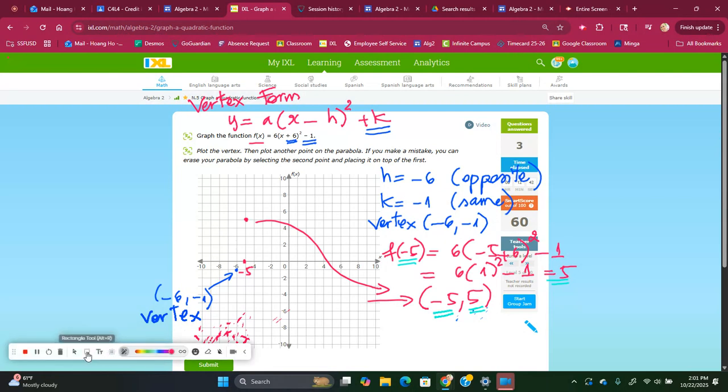So I go get my tool. First, I go to the vertex. I get the tool. Here we go. The vertex and then the next point. Voila.